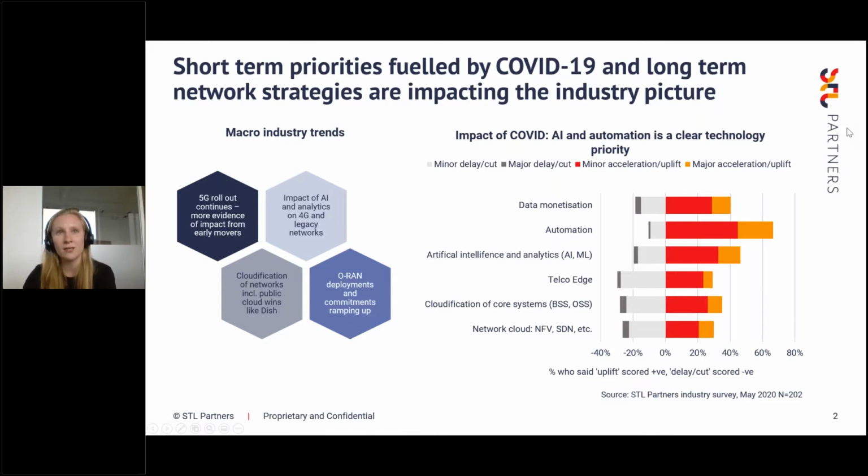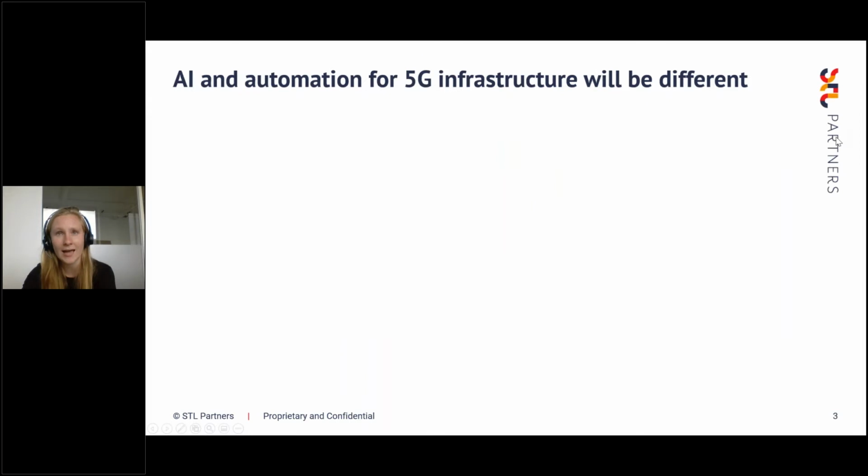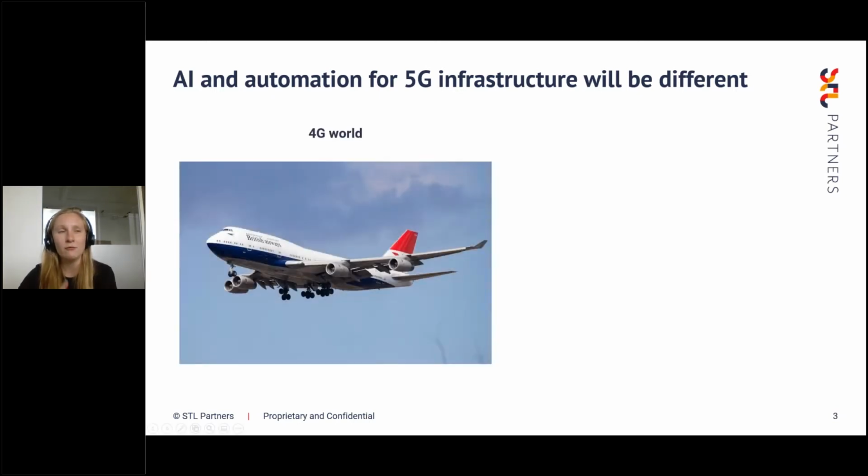So I think both on the short term and the macro industry trends, we're seeing real acceleration of efforts around AI and automation. And I don't want to labor this point, but we at STL, and I think it's close to some of the thinking that Guavus had, just want to bear in mind that with a 4G world, AI and automation in running your networks was primarily an overlay function for the network itself. And we liken this to a jumbo jet where you use automation and data analytics to help support you, but ultimately it is the pilot who's in charge of landing the plane.